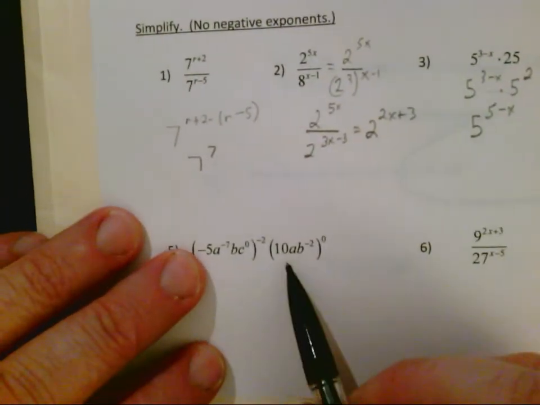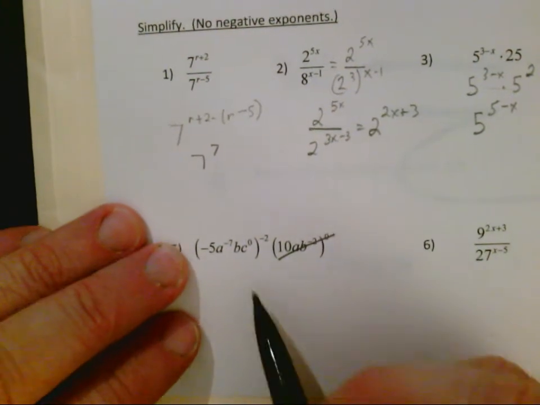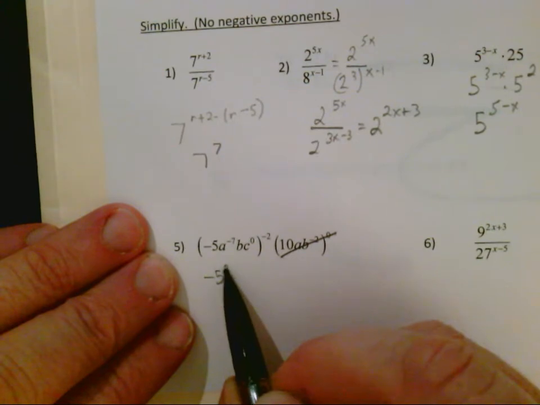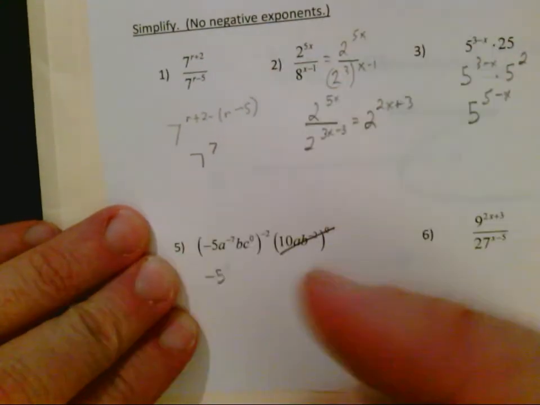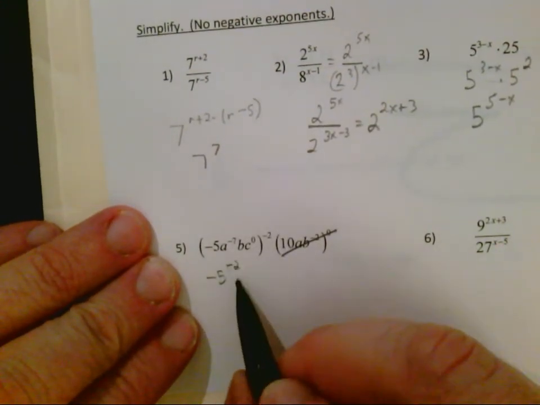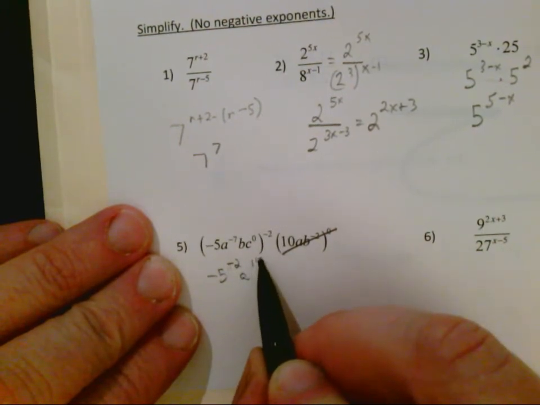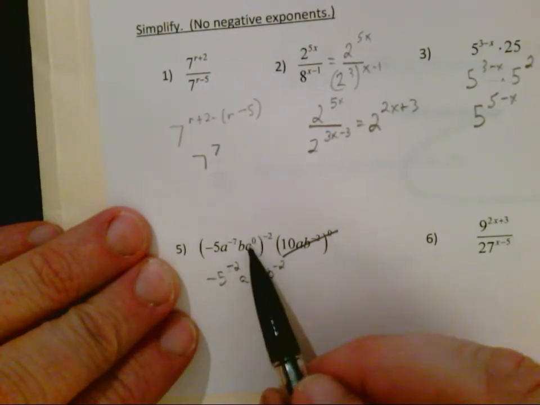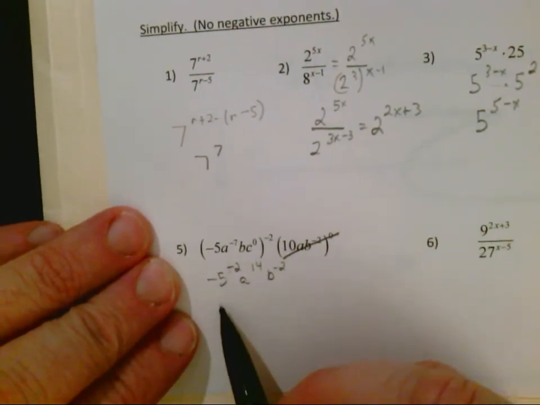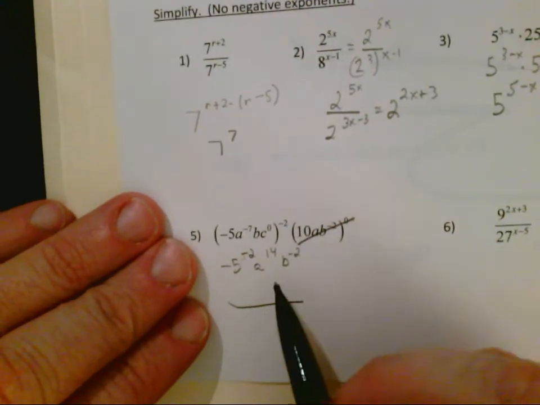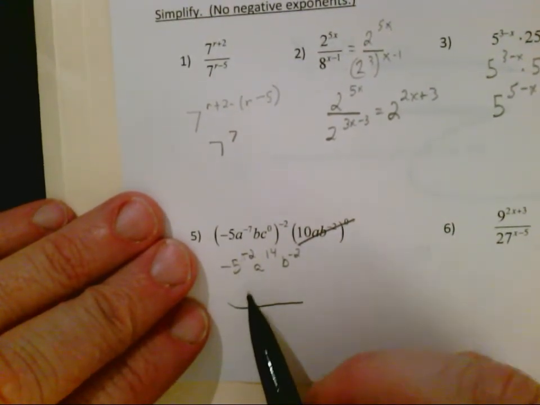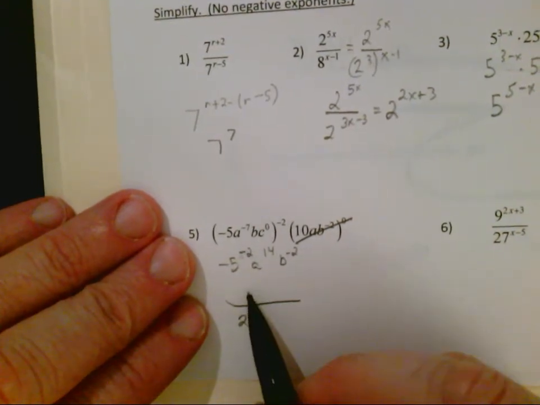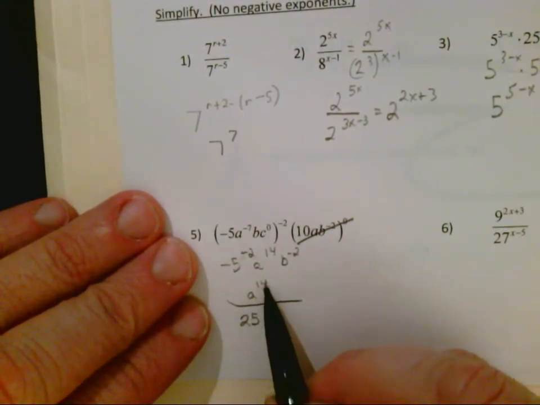This whole thing is to the 0. That's just 1. Now I'm going to distribute my negative 2. So I have 5 to the negative 2, a to the 14th, b to the negative 2. C to the 0 is going to be nothing, so I'm not going to write it. You need a fraction. Negative 5 times negative 5 is 25. Comes down to the denominator. A to the 14th, b squared.